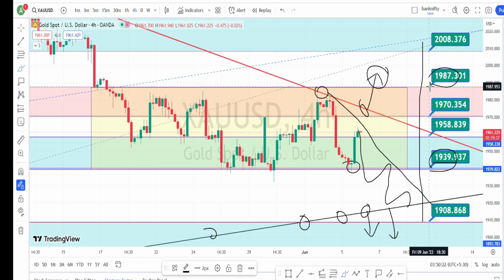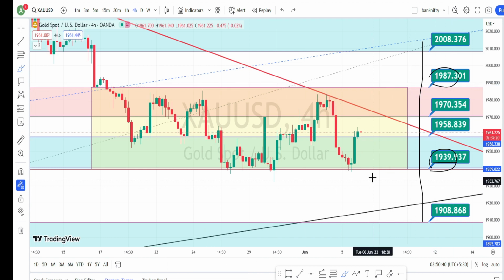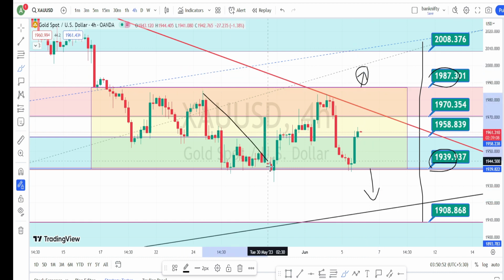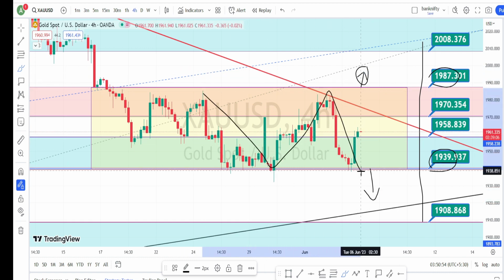And the next level of resistance from the daily time frame is going to be around 1987. So for the 4 hours time frame, I would recommend you to wait for the price action to give a directional breakout from this rectangle pattern consolidation.